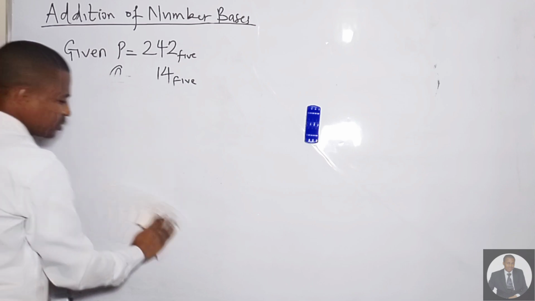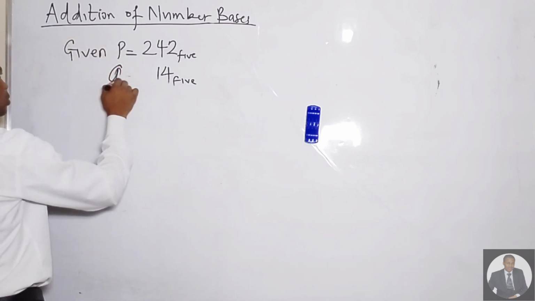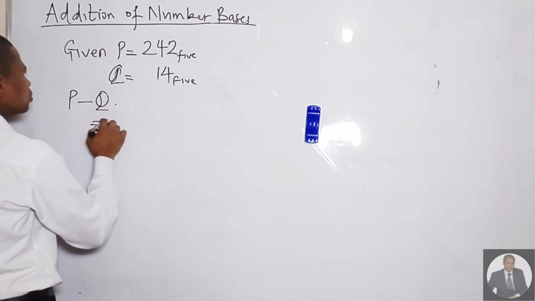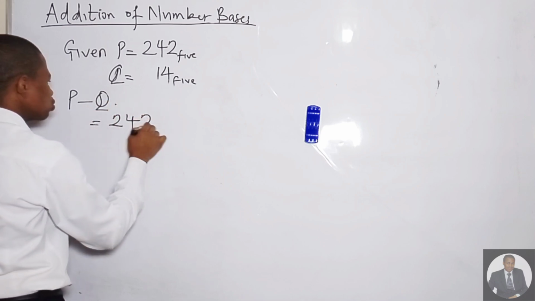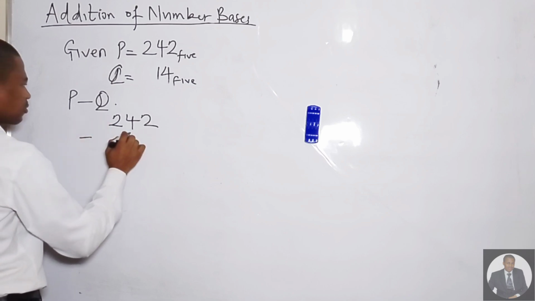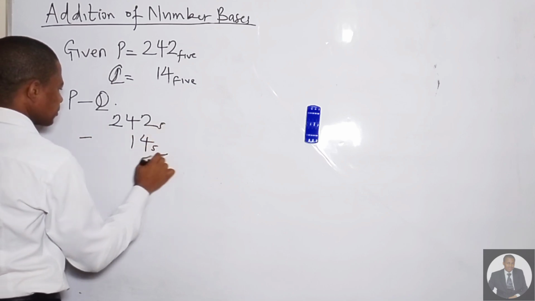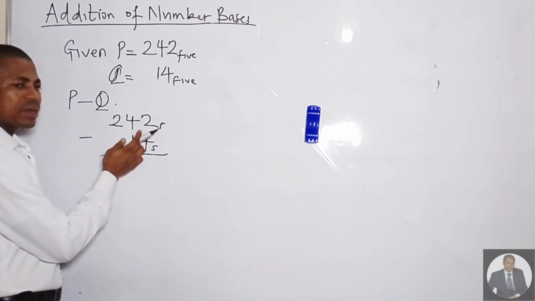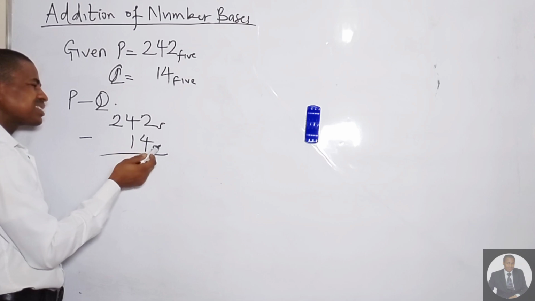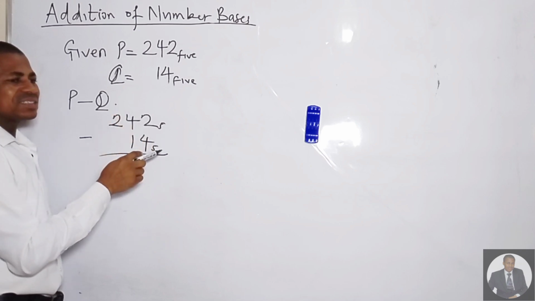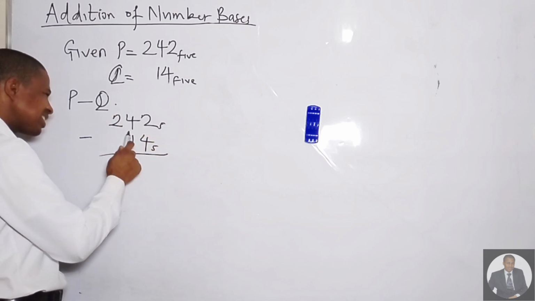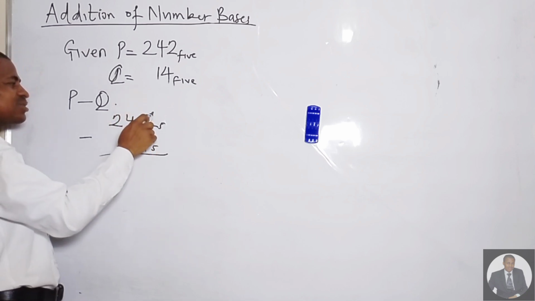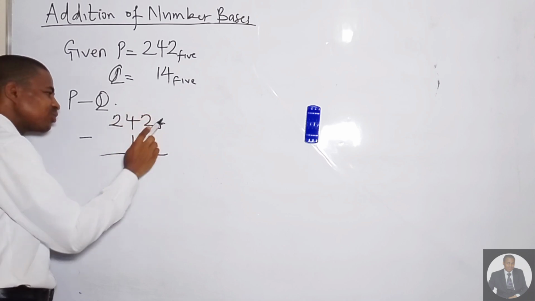Now, we've been asked to find P minus Q, in base 5. We say 242 minus 14 base 5. Now, when we are subtracting, and the number from which we are subtracting is lower than what we are to subtract, we carry 1 over. When we were in base 10, whenever we carried 1 over, it represented 10. But now when we are carrying over, it will represent 5.